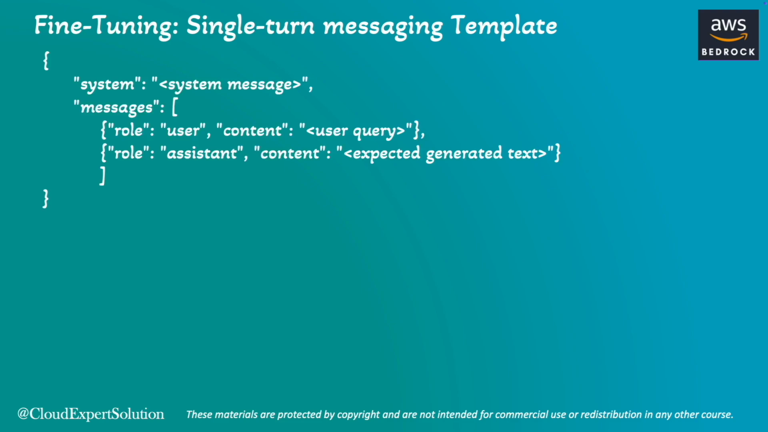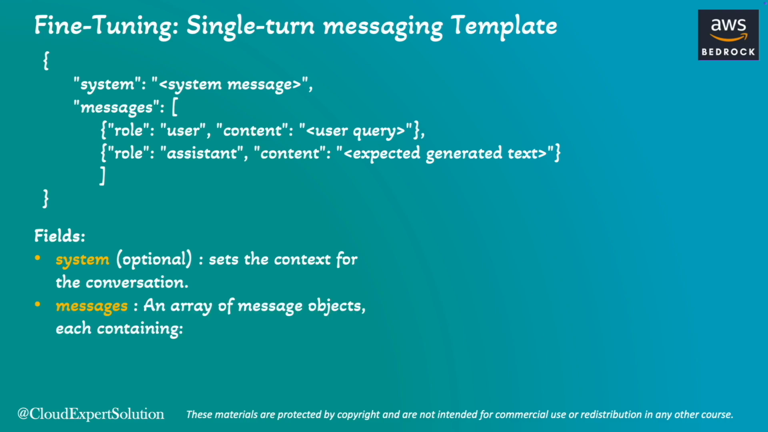Here is a sample messaging template, and now let's break down all the components one by one. The first attribute is system, which is an optional attribute. With system, you can provide a string that contains a system message which sets the context for the conversation. We'll review with an example. The next attribute is messages, which is nothing but an array of message objects, and each message should contain one role, and the role could be either user or assistant, and the content, which will be the text content of the message.